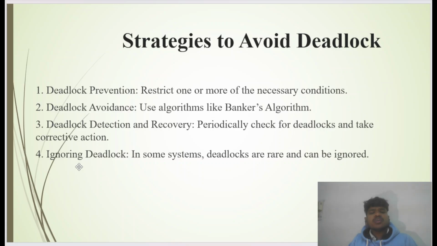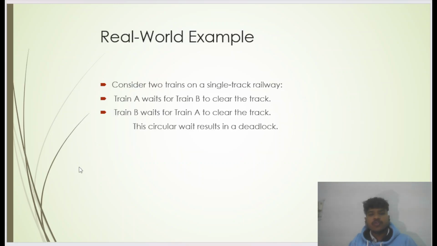In conclusion, deadlock is like a traffic jam in a system where processes are stuck waiting for each other. It can happen when certain conditions are met, but we can prevent or avoid it by breaking these conditions or planning resource allocation carefully. Another example from the real world can be two trains. There are train A and train B on a single track railway. Train A waits for train B to clear the track, while train B waits for train A to clear the track. This circular wait results in a deadlock. If the deadlock does occur, we can detect it and recover by terminating processes or allocating carefully.